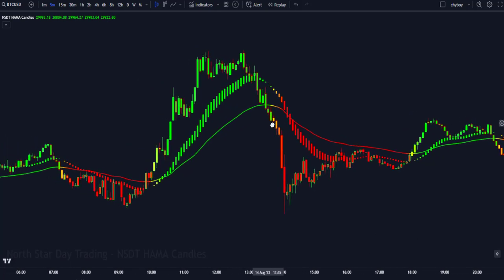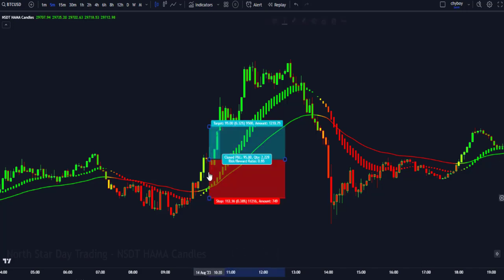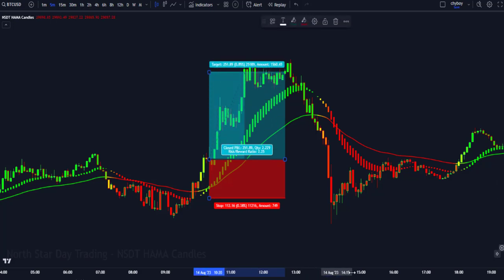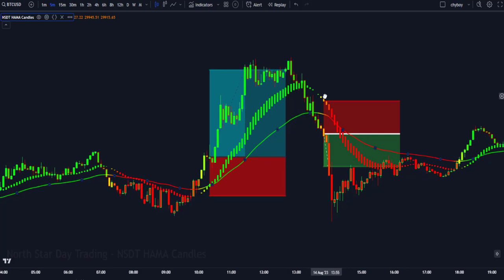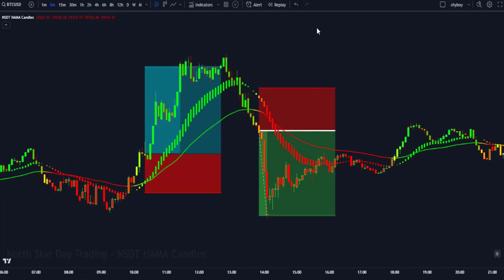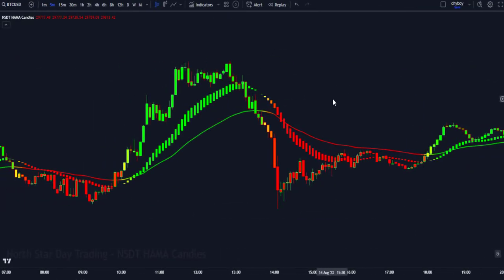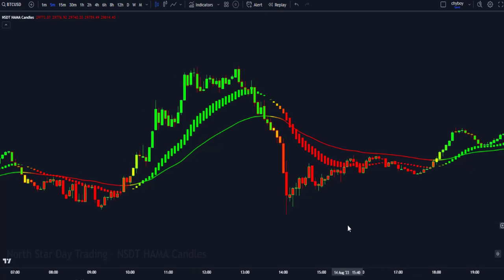The NDT Hammer Candles indicator can help traders to enter and exit trades based on the color changes of the candles. For example, a trader can go long when a yellow candle turns into a green candle, or you can go short when a yellow candle turns into a red candle. The indicator can also be used in conjunction with other indicators or strategies to confirm the signals.